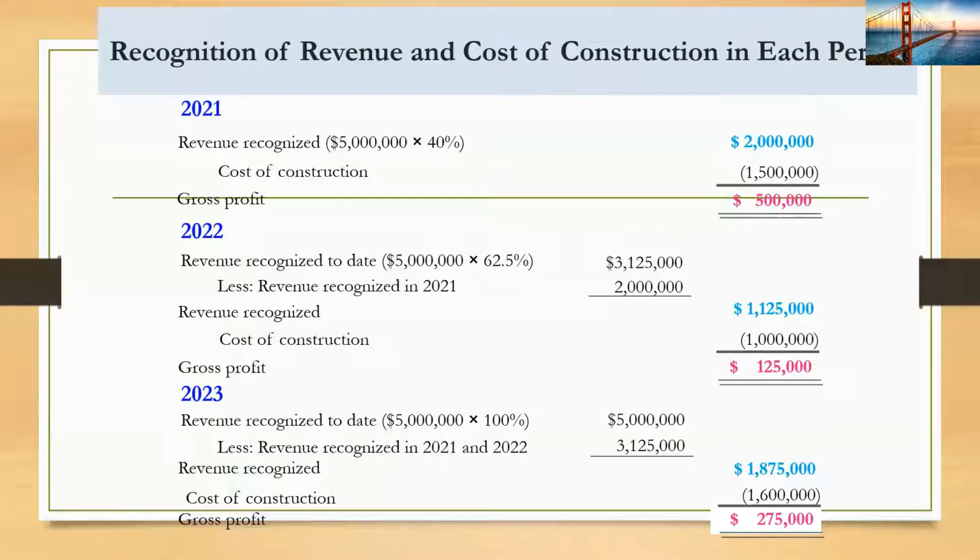$125,000. In 2023, revenue recognized to date, $5 million times the 100%, meaning that it's completed, less revenue recognized in 2021 and 22. You add those two totals for the year and you get 3.125. So the total revenue recognized is $1,875,000. The cost of construction is $1.6 million. So the gross profit for 2023 is $275,000.